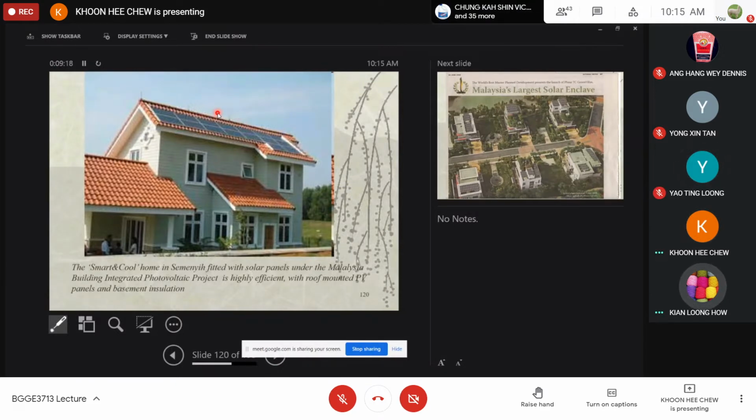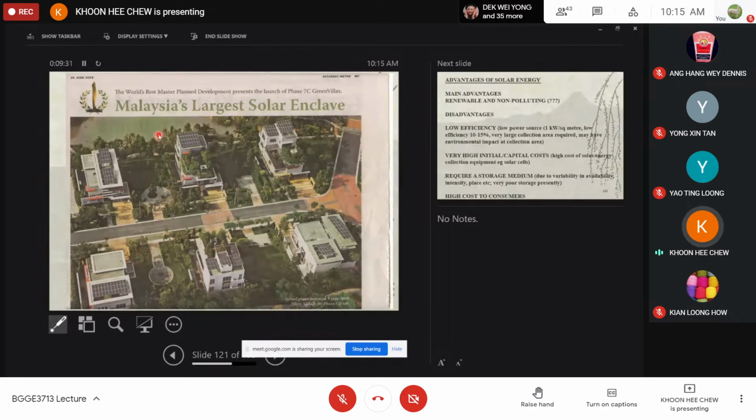Yes, it's quite common. In some houses, they put the solar cell at the rooftop. This is not for generating electricity, but for heating up water and so forth. And then this is another large-scale solar project in Malaysia.